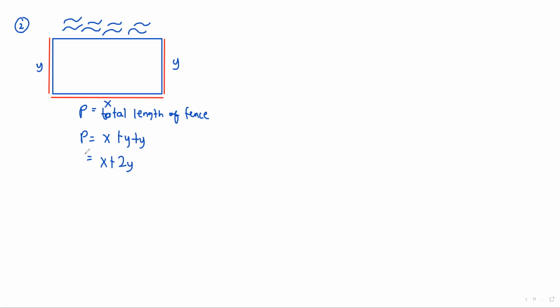Kunin natin yung cost naman ngayon. So, yung cost is equal, of course, 2 multiplied by the total length. Di ba? So, C is equals to 2 times (X plus 2Y). C is equals to 2X plus 4Y. So, meron na tayong formula ngayon for cost natin.